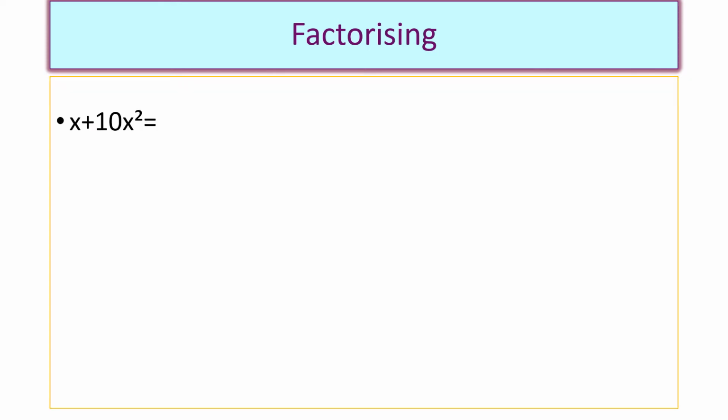We're going to look at a slightly different set of questions now. I've got x plus 10x squared, and as you can see, we have only x. We don't have any number. That means 1x, so a number will not be the highest common factor here, but we can see that both terms have x, so x is actually the highest common factor in this case. So x goes in front of the bracket.